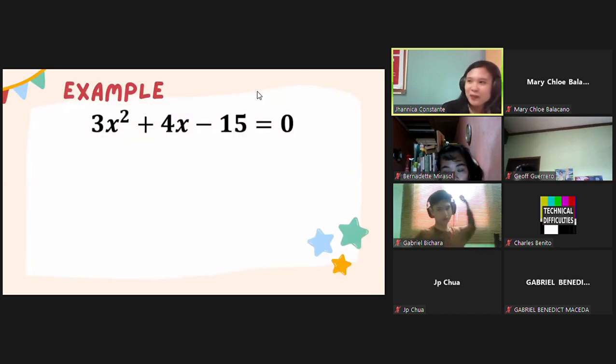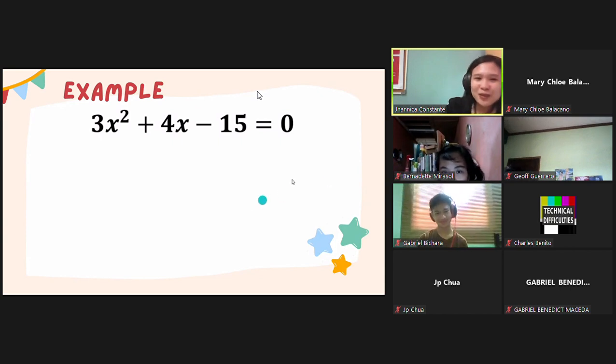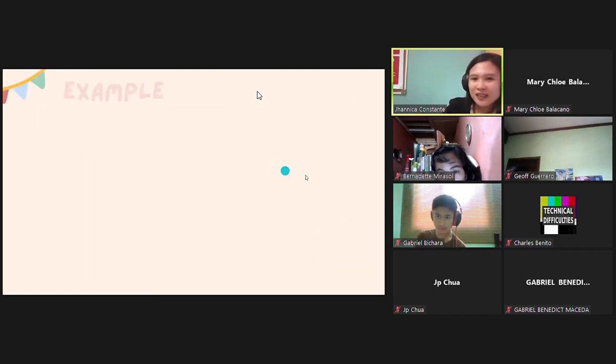For example, this one. We have 3x squared plus 4x minus 15. Wala tayong common factor, right? So how are we going to write this quadratic function into vertex form?